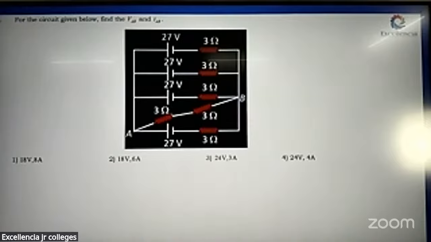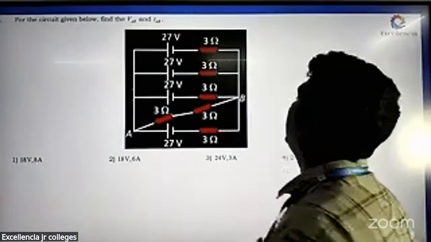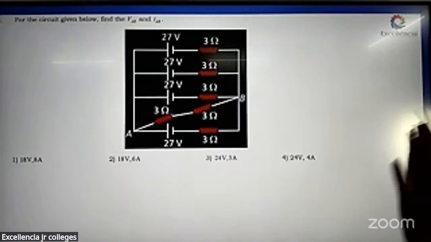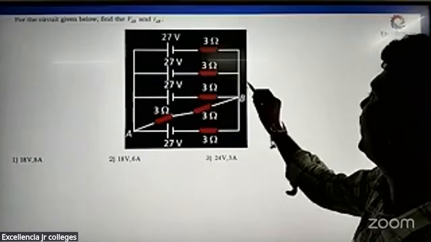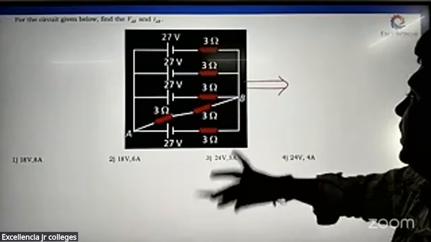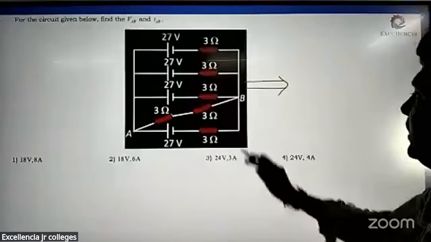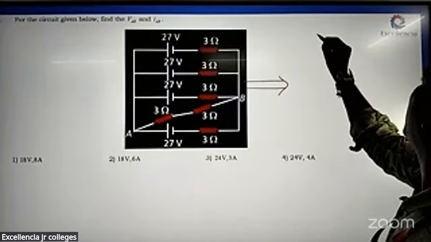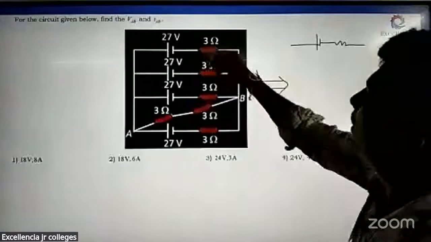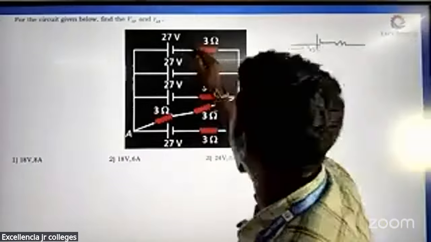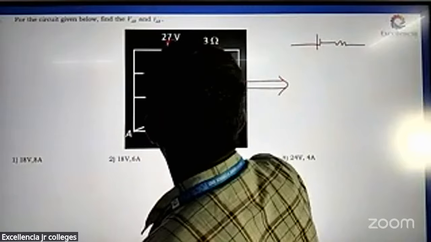And this one is from current electricity. This is also an easy question actually, but you have to understand it. This diagram we have to convert into a different diagram. Generally, how many EMFs do we have here? 1, 2, 3 and 4.